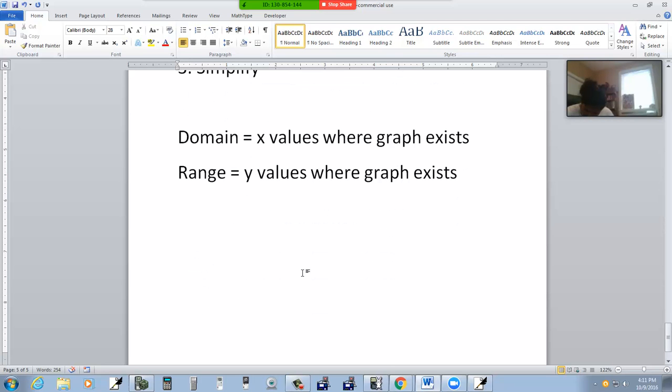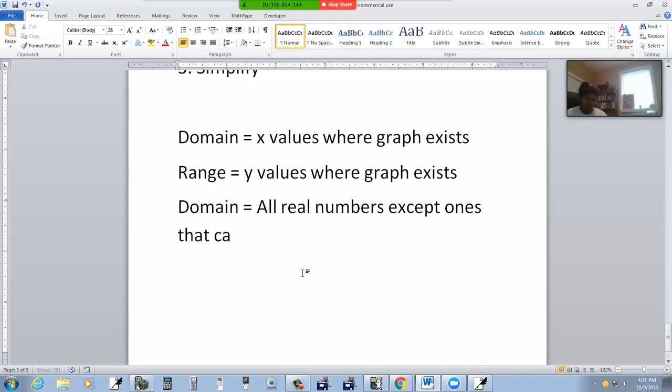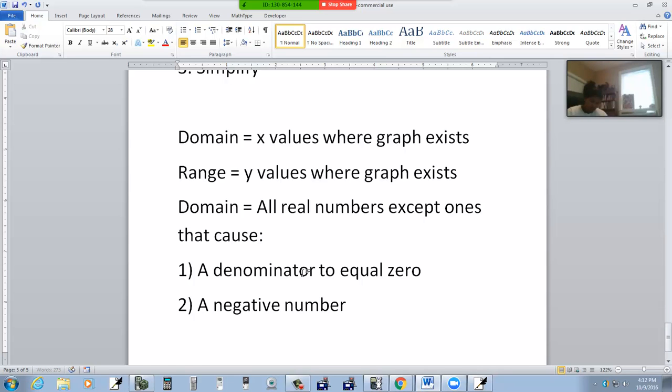Okay, so domain by default is all real numbers except ones that cause a denominator to equal 0, or ones that cause a negative number inside of a radical with an even index.